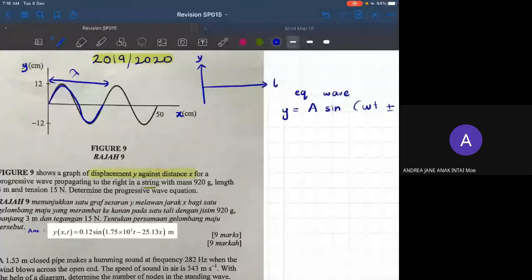time, kan? Internet lambat sikit lah, okay. And then this one we could obtain the period lah, okay. So kita tengok graph apa dia kasih kita. Kalau yx boleh dapat lambda, kalau yt boleh dapat period, okay. So dia kasih kita yx lah, boleh dapat lambda, okay.